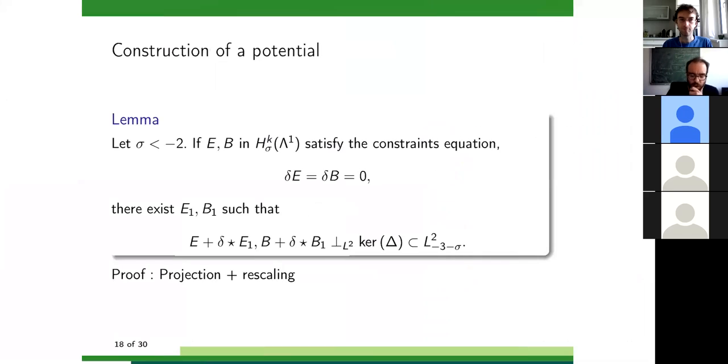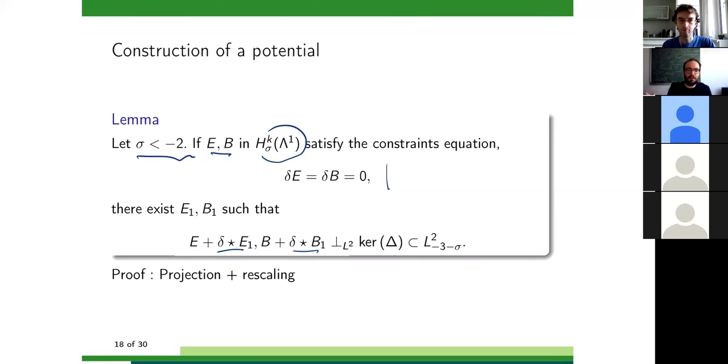So the lemma just says that, here there's a decay assumption, but these decay assumptions are irrelevant for the purpose. Essentially, what have we done? If we have a solution E, B which lives in that space, so these are k derivatives in L2, that decays like sigma in one forms, which satisfies the constraints, then I will be able to construct new E1 and B1, so that for this E and this B, I can add something in the image of delta, which are orthogonal to this kernel. Because of that, you will be able to avoid the problem of the Laplacian not being surjective in the circumstances we're interested in. And this is just like a projection rescaling argument.